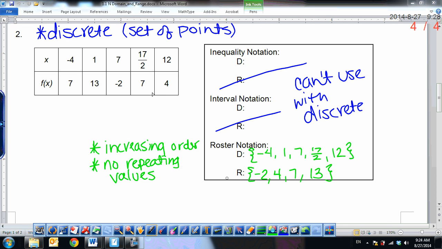It's okay that your range values repeat. Okay? Your y values can pair with different x's. Your x values cannot pair with different y's. Okay? So this is a function. I would make note of that. This is a function. It's okay that the y value is repeated. All right, let's look at number 3.